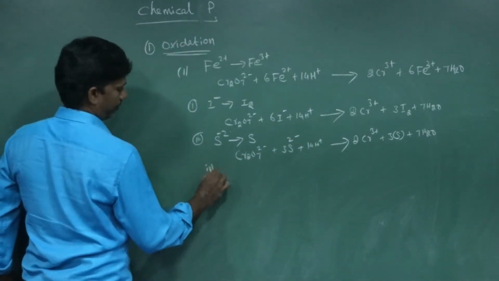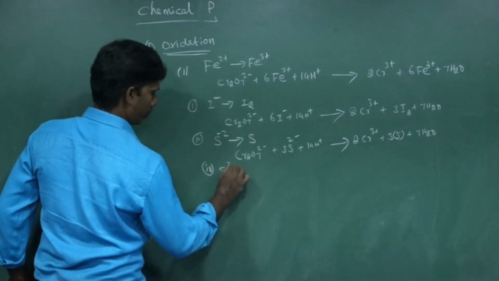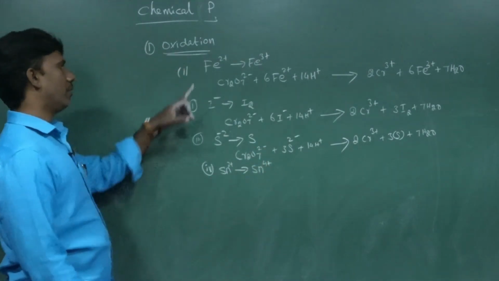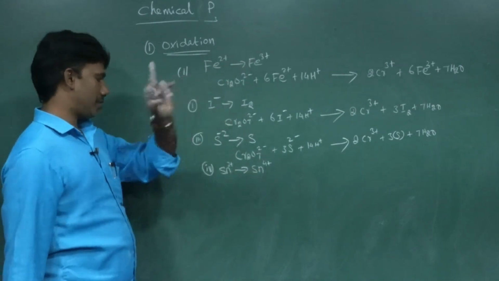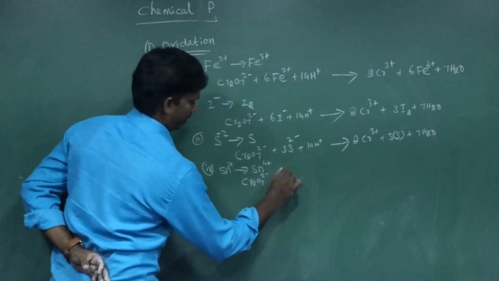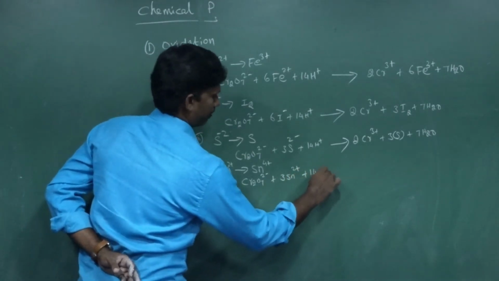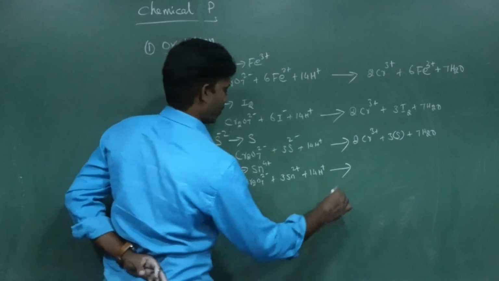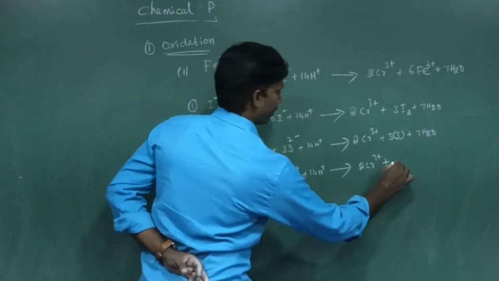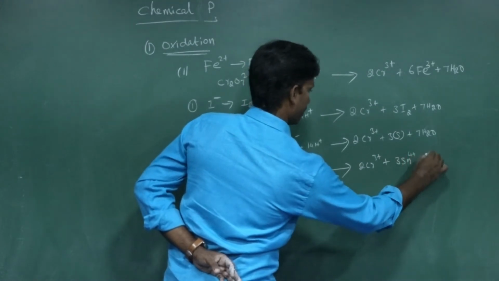And equation number 4. It oxidizes stannous to stannic, Sn2+ to Sn4+. Let's see how, like ferrous to ferric, stannous to stannic. The same way, Cr2O7 2- plus 3Sn2+ plus 14H+. Getting 2Cr3+ plus 3Sn4+ plus 7H2O.